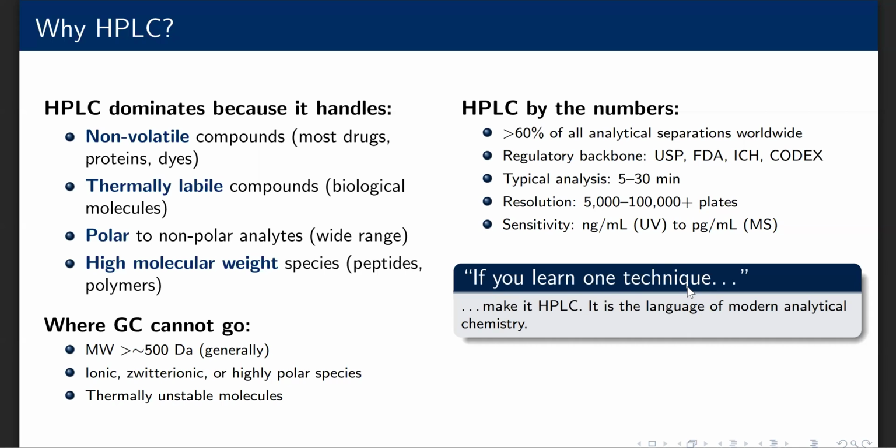More than 60% of all analytical separations worldwide use HPLC. It is the regulatory backbone. Nearly every compendial assay in the USP, nearly every method in ICH guidelines, and nearly every FDA submission relies on HPLC data. Typical analyses take 5 to 30 minutes with nanogram level sensitivity on a UV detector, or picogram level with mass spectrometry. If you learn one separation technique thoroughly, make it HPLC.